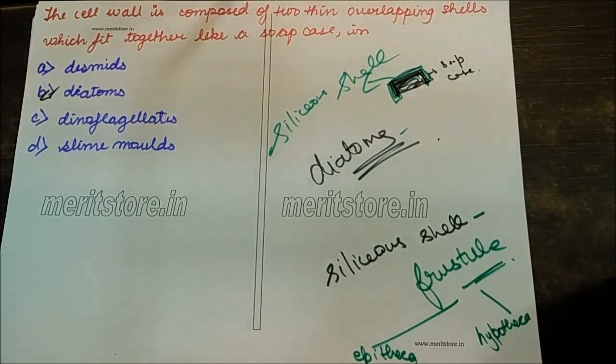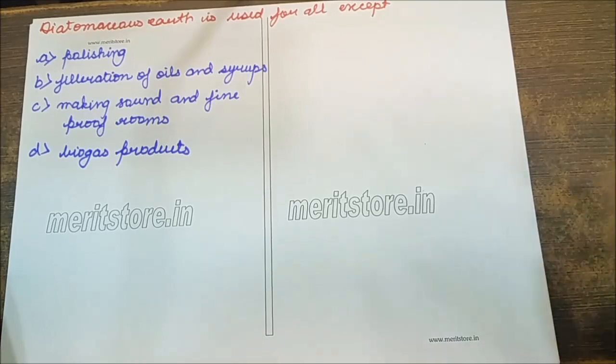How? Now, what is siliceous shell? It is a cover of a soap. It's a cover of the soap. It is just like the outer part of the soap case. Now, what is siliceous shell? It is also called frustule. Now, frustule is made up of two parts, that is epitheca and hypotheca. Let's move on to the next question.